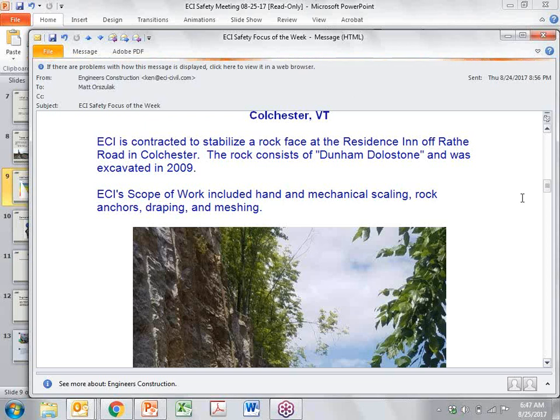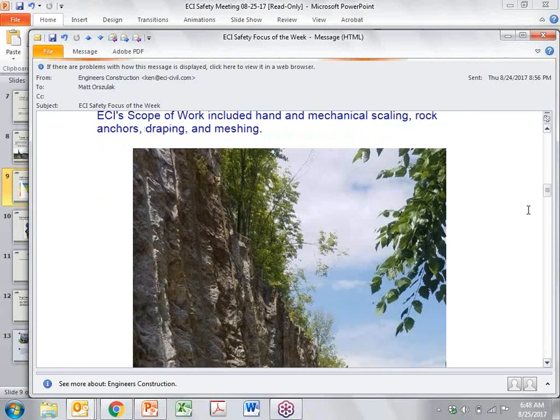The rock consists of Dunham dolostone and the face was excavated about 2009. So it hasn't been very long since this was excavated. We often think, it's rock, it'll be fine, it's permanent, it'll last forever. Well, here it's only been 8 years, and this is the second time we've been there to work on it. So our scope of work included hand and mechanical scaling, rock anchors, draping, and meshing.